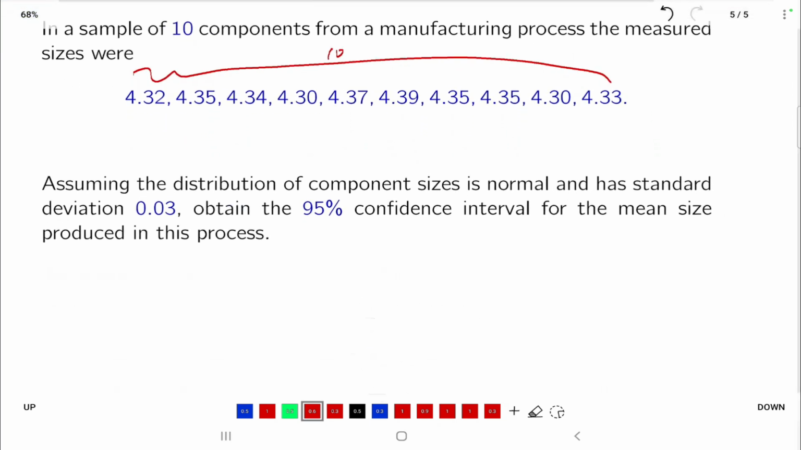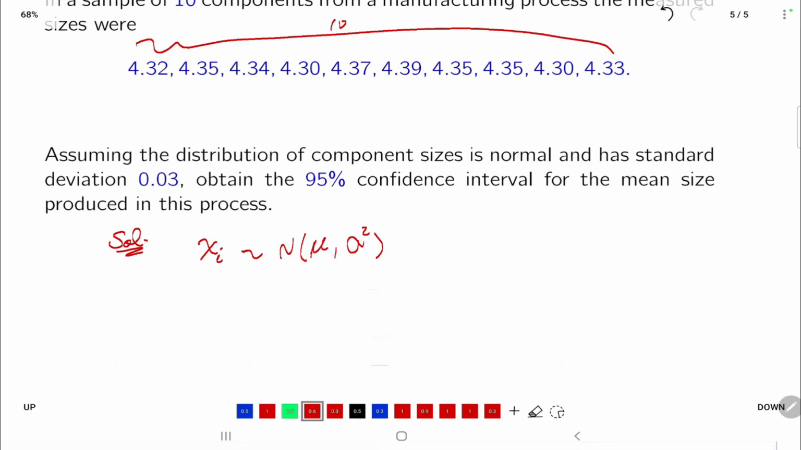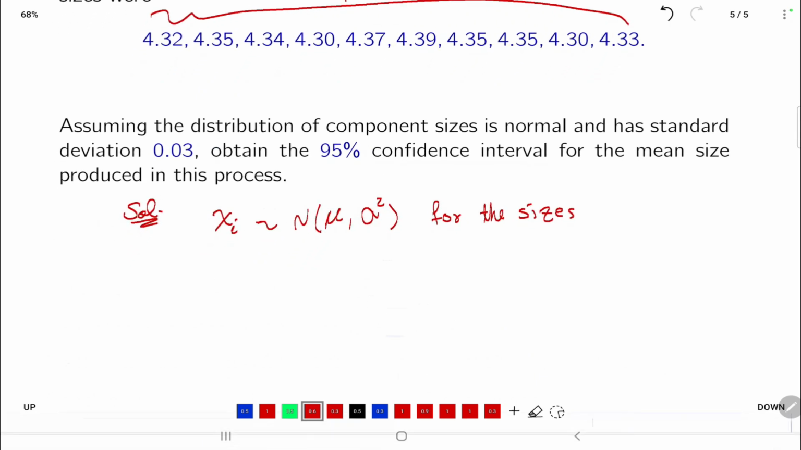Now, the solution. Okay, x of i, like what we know previously, it is the normal distribution of the mean, which is mu, and standard deviation or variance, standard deviation squared for the sizes, which are these 10 values.